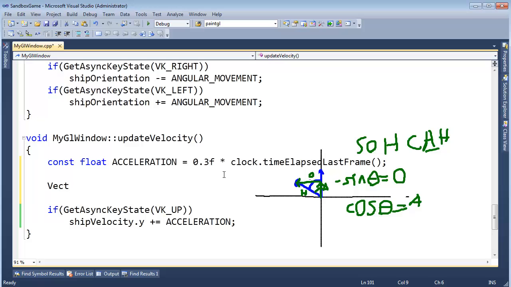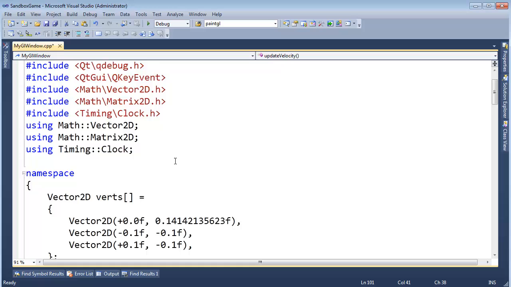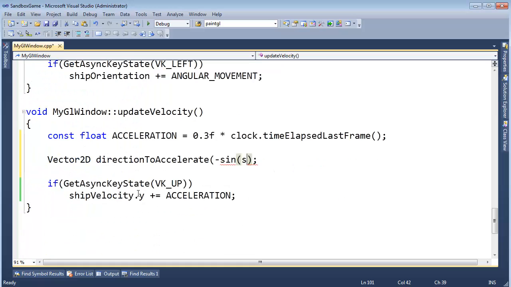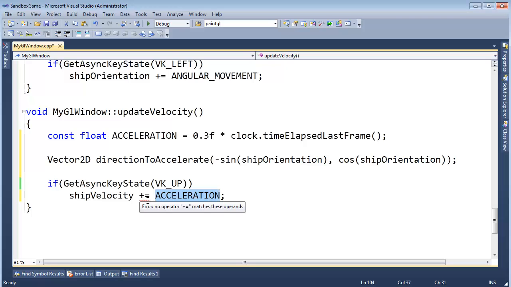Let's say vector 2D direction to accelerate. I know that's a long name, but let's just put that there. And then all I need to do is negative sine. Let's bring this. Can I take this off the screen? There we go. Negative sine of what? Well, it's that angle we're storing. Where is that angle? Ship orientation. So negative sine of ship orientation, and then cosine of ship orientation. And then instead of saying ship velocity dot y plus equals acceleration, we're just going to say the ship velocity is the acceleration. Notice we get the red squiggly immediately. It's saying I can't add a scalar to a vector. That's not defined.